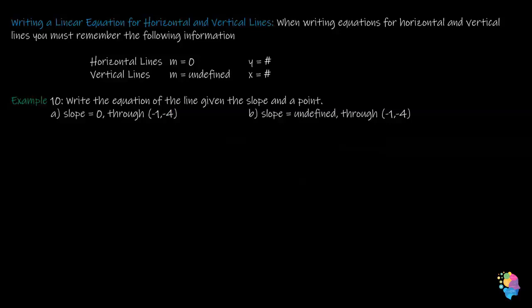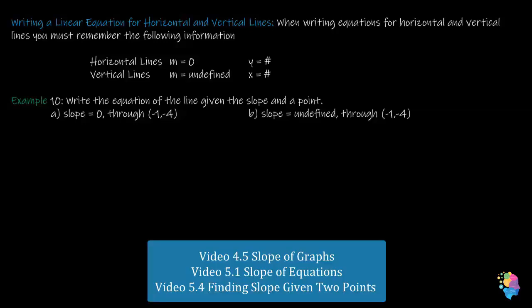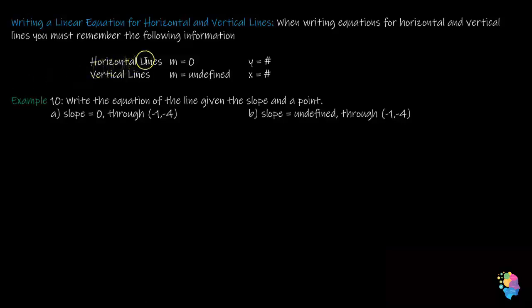Let's begin with example 10 by refreshing our memory of information first seen in the video Find the Slope, and then again in the video Graphing Linear Equations. When we are talking about horizontal lines, the slope is equal to 0, and the equation is written as y equals a number. When we're talking about vertical lines, the slope will be undefined, and the equation is written as x equals a number. So in example 10, they're giving us the slope and a point.